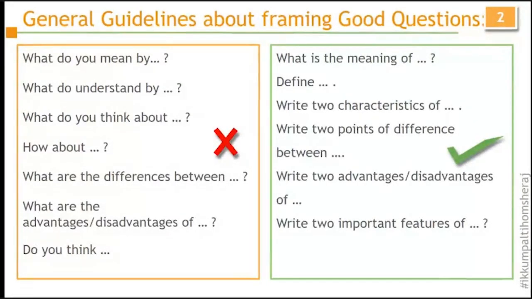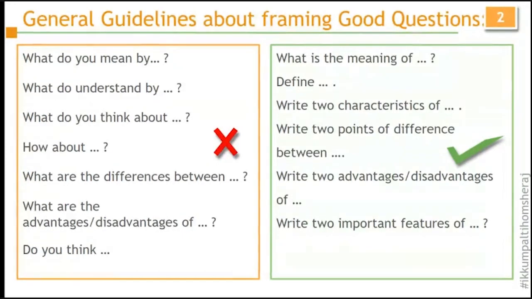When we are asking about characteristics of, so we specify, write 2 characteristics of so and so, write 3 characteristics of so and so, write 4 characteristics of so and so. If somebody is not writing 2, so we can give them 50% of the marks. So instead of saying what are the differences between, we should say write 2 points of difference between whatever and whatever.